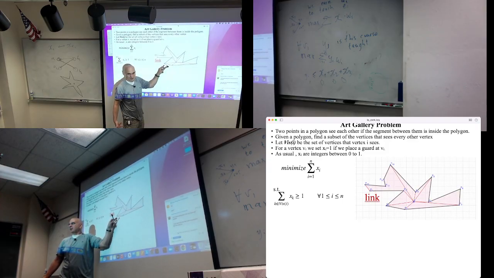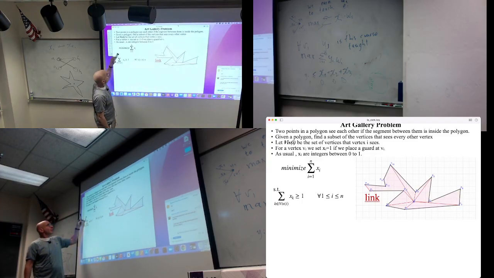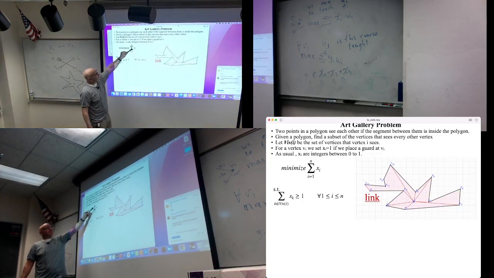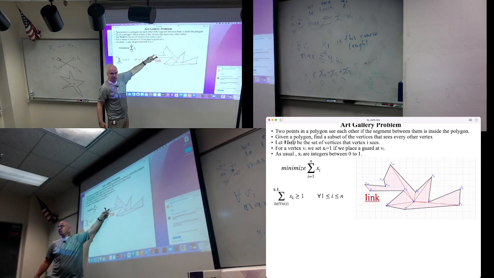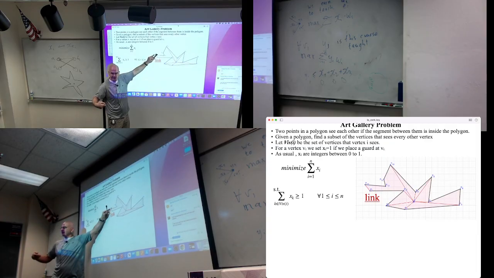And that's the only condition that I need now to make it an ILP. Why? What will I say? My variables, just as before, are xi's, where xi is a variable between 0 and 1, where if it's 1, it means the vertex i will be in my guarding set. I'll put a camera on it. And if xi is 0, then I don't put a camera there.